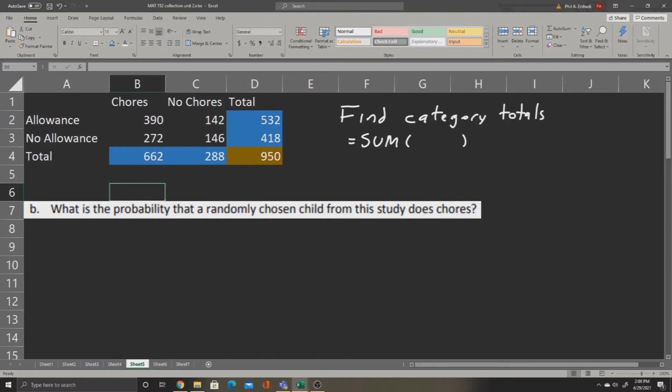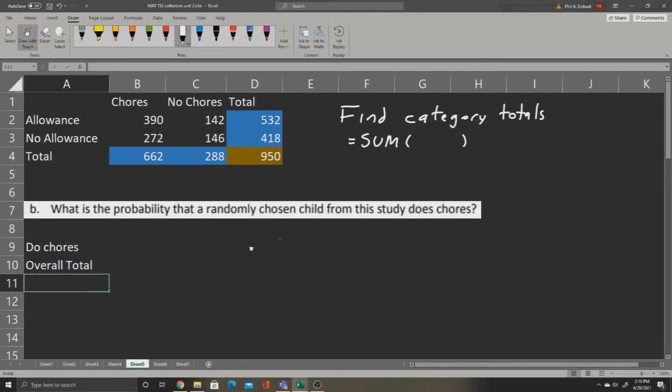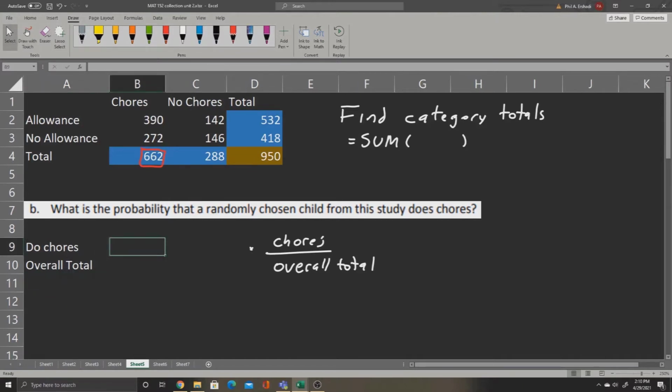Question B asks, what is the probability that a randomly chosen child does chores? So we'll need to get the category total for the children who do chores, and also get the overall total. The equation we use to find the probability is we take the children who do chores and divide by the overall total. If we look in the table, next to chores, we can check the category total located in the bottom left corner. 662 children do chores. Our overall total in gold is 950.